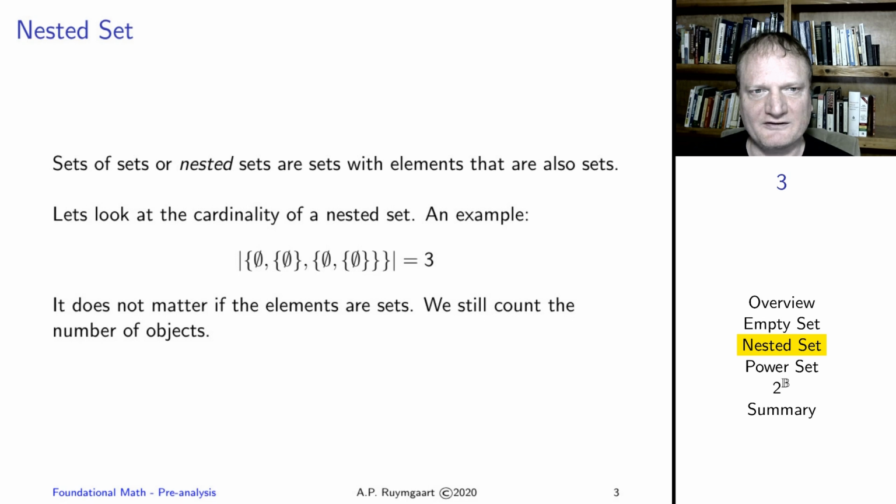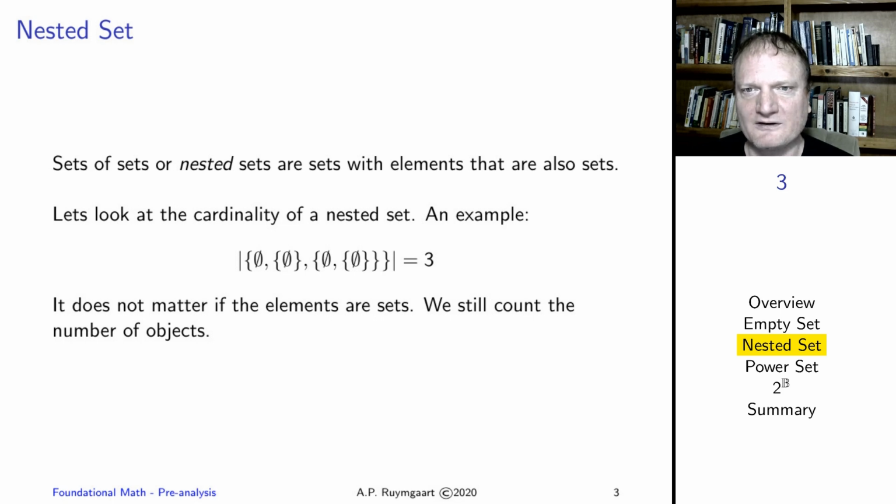Now let's talk about nested sets. Nested sets are sets that have elements that are other sets. So sets inside of sets. And let's start with the idea of cardinality. Remember, cardinality of a finite set is a count of the number of objects it contains. And I've written here an example of a nested set, and I'm asking how many objects it contains by putting those vertical bars on each side of it to indicate the cardinality of it.